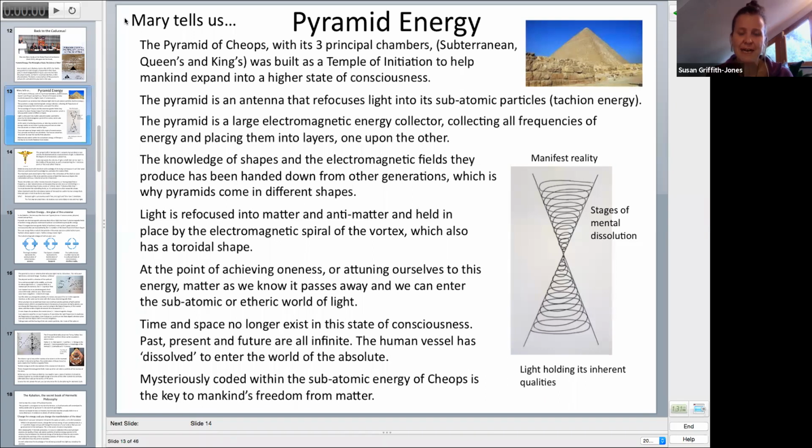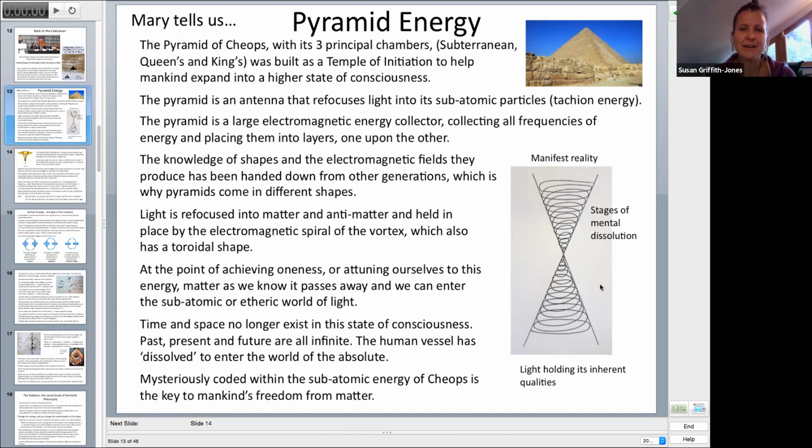Light is refocused into matter and antimatter and held in place by the electromagnetic spiral of the vortex, which also has a toroidal shape. And I've explained that to you just earlier today. At the point of achieving oneness or attuning ourselves to this energy, matter as we know it passes away. So here again, we look at this spiral, we have the manifest reality. It goes into this point of singularity in the center and passes away, and we can enter the subatomic or etheric world of light. Time and space no longer exist in this state of consciousness. Past, present, and future are all infinite, and the human vessel has dissolved to enter the world of the absolute.